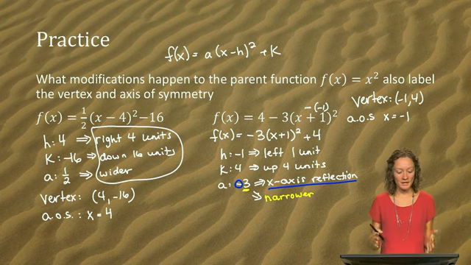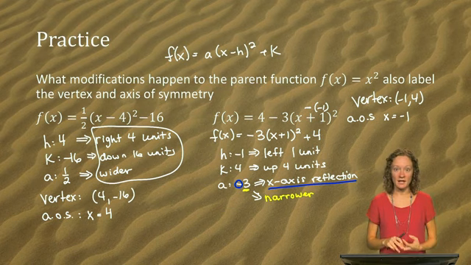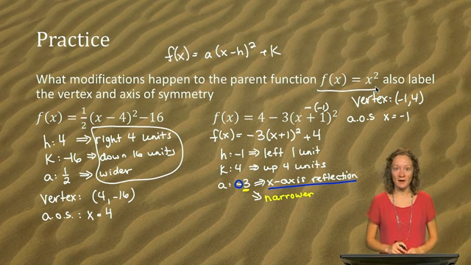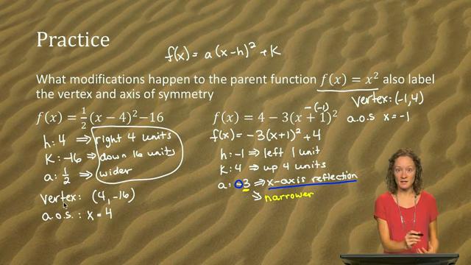All right, so in this video, we identified what a, h, and k caused to happen as a modification to the parent function, f of x equals x squared. And then we used that information to tell what modifications would happen, along with identifying vertex and axis of symmetry.